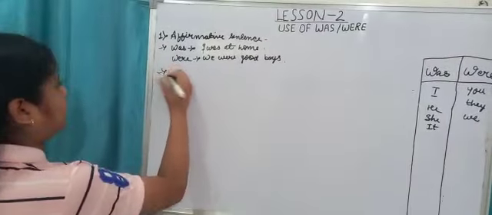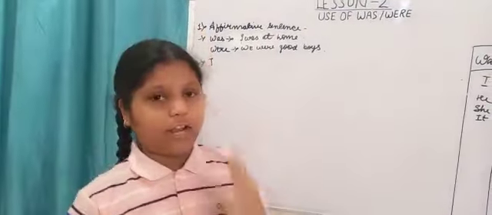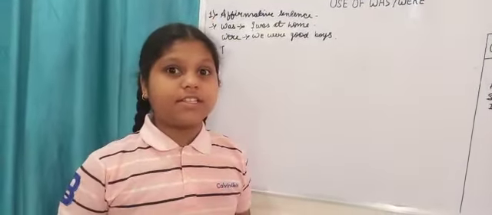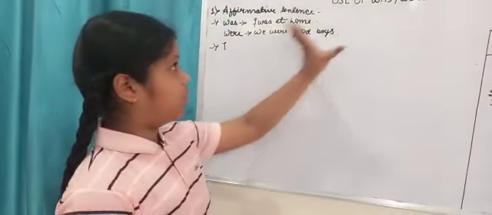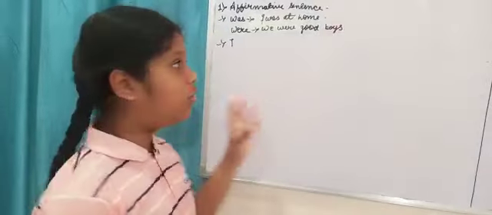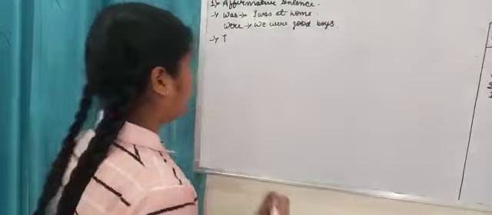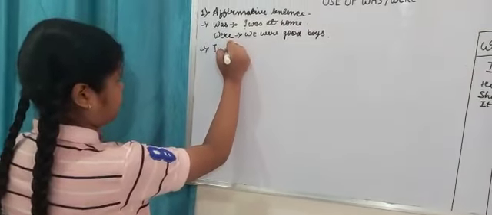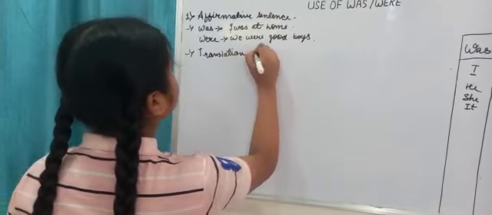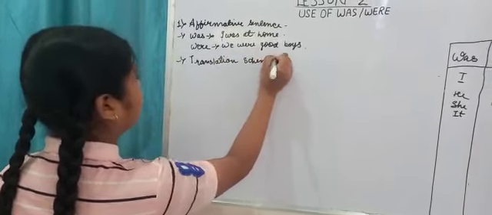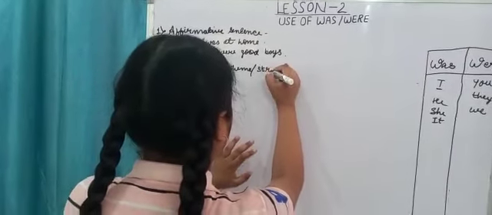Now we will take the translation scheme. Many of you will ask, what is the translation scheme? It is the most important scheme used to translate the simple sentence into the uses of was and were. In the simple sentence we can see the structure of the sentence. Translation scheme, or structure, because it's the structure of the sentence.